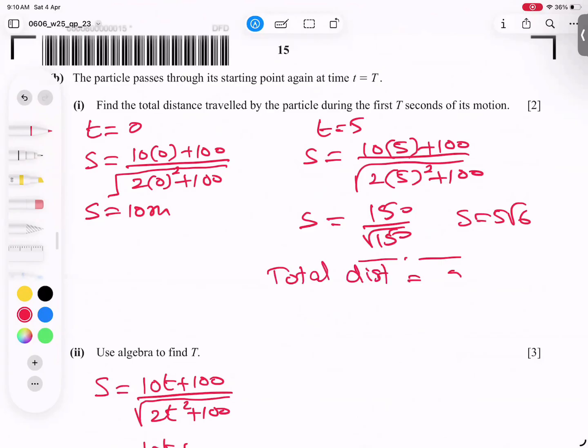Distance. So 5 root 6, subtract 10 and multiply with a 2. Let me check what answer comes. Multiply into 2, so we got 4.49 meters. I think the point is very clear. So this is very clear now.